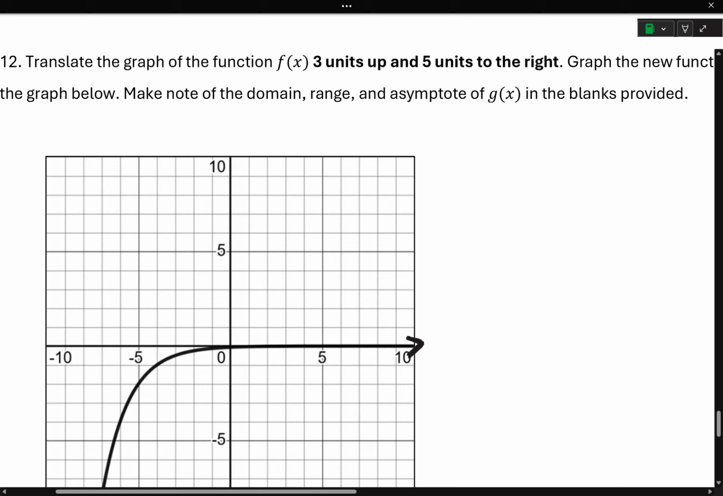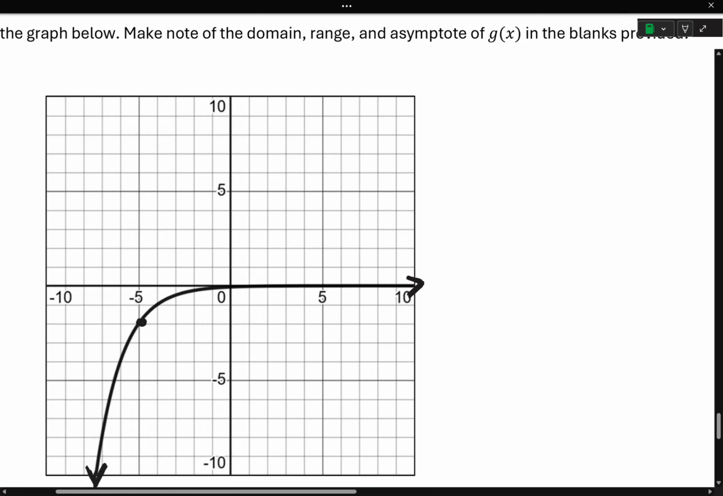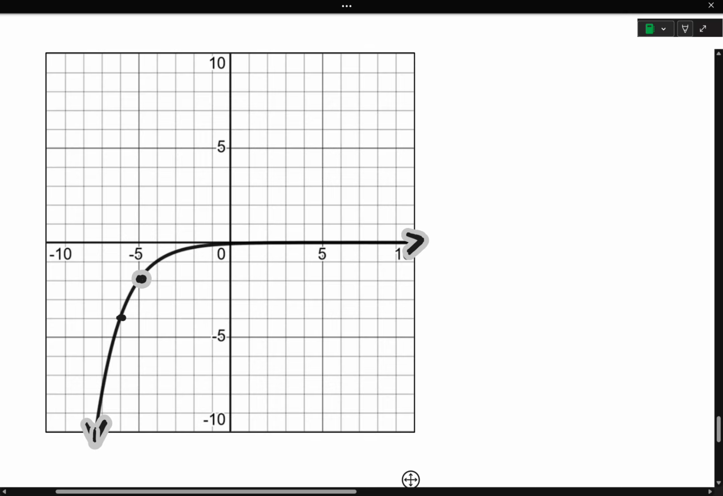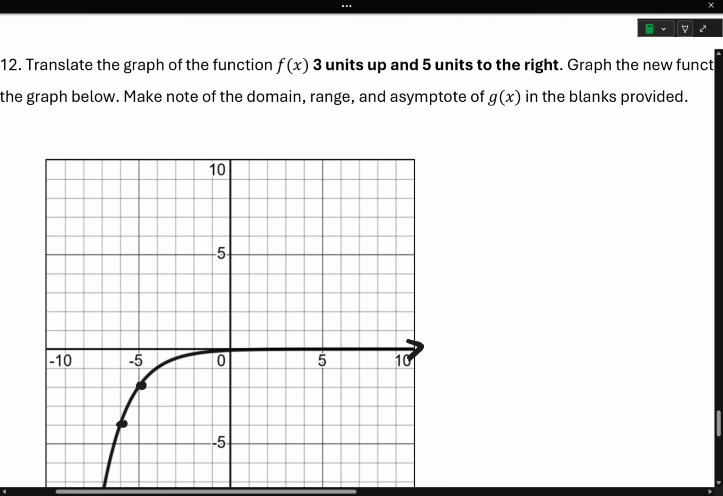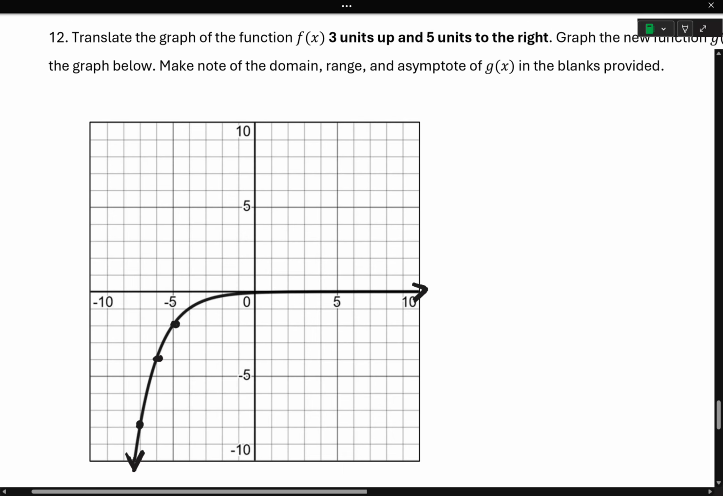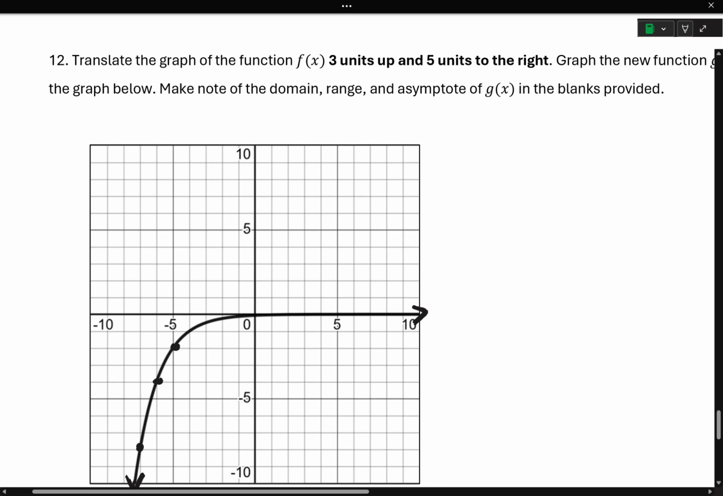3 up, 5 right. Let's pick some points. This one, and this one. Oh, good, I have 3 points. All 3 of them are going to move up and right. All right, 3 up, 5 right.